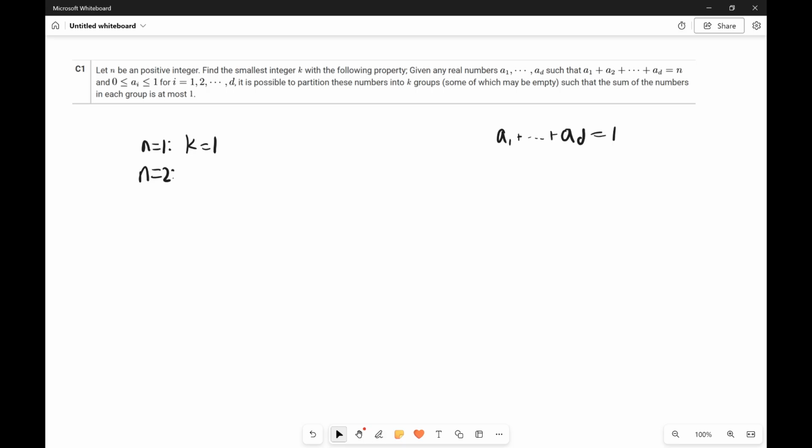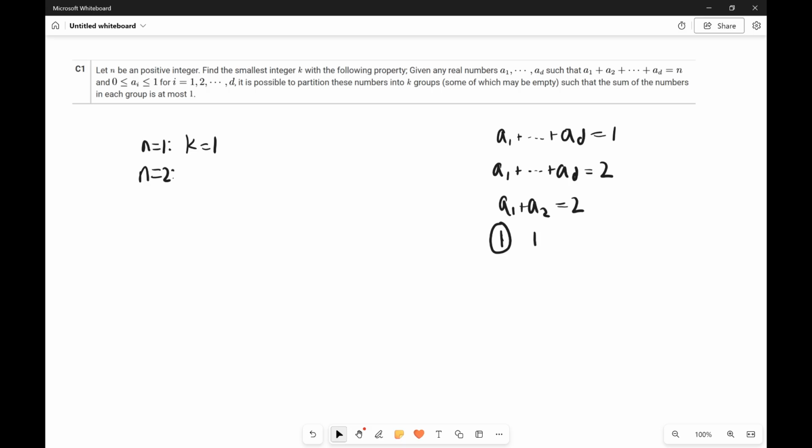Now n equals 2 is slightly more difficult because we have a1 plus all the way to plus ad is equal to 2. And now we can take a look at what the value of d is. So if d is equal to 1, then that just means that the sum a1 is equal to 2, and that violates the problem condition. If d is equal to 2, then we have that a1 plus a2 is equal to 2, and since they are both at most 1, this implies that each is 1. And then we have to place each in our own group. So that means that k is at least 2.